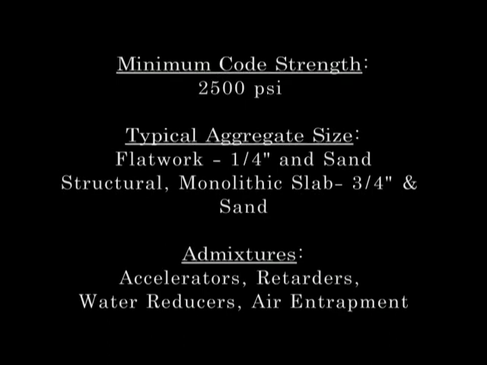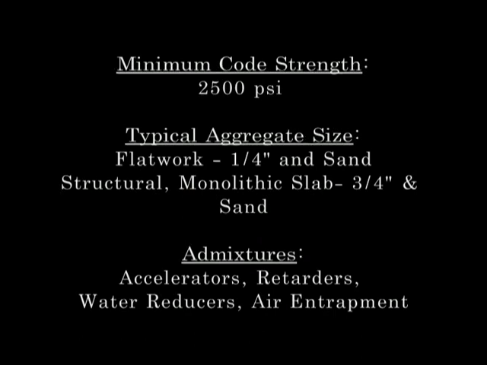When you're deciding what strength concrete to use, you want to look into your local code book. In general, a 2,500 pounds per square inch mix will be strong enough for any code. When you're deciding what aggregate size to use, if you're doing simple flat work like a sidewalk, a 1/4 inch gravel and sand is a good mix to use because it's a little more workable. When you're doing a structural monolithic slab like we have in this case, we're using a 3/4 inch gravel and sand as the aggregate types. That gives it a little more structural strength, but it's still workable.